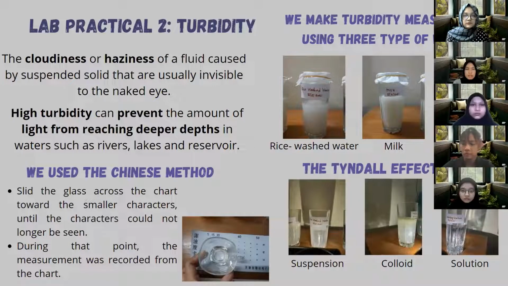We made turbidity measurements using 3 types of water, which are rice wash water, milk, and drinking water as a blank. In this practical, we used the Chinese method to find the turbidity for the 3 types of water. We also tried the Tyndall effect theory to support the turbidity results with the 3 different types of water, as you can see in the slide. Next.